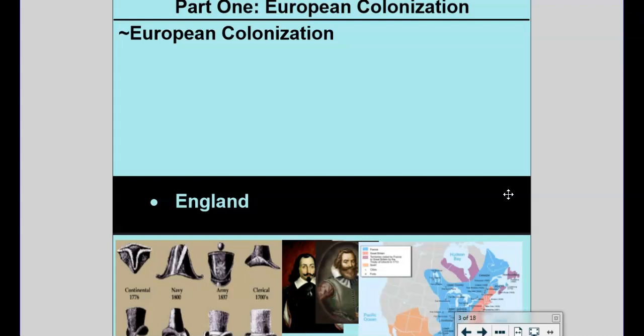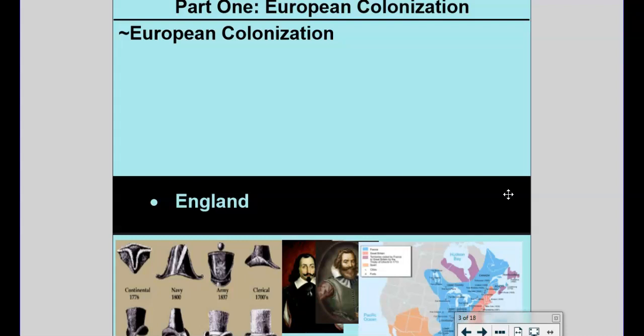But eventually the Church of England, the Anglican Church, will be the prominent church. And as England starts to stabilize and there's less fighting back home, they also will turn their attention to creating colonies in North America. So what I just want to get here are the causes of English immigration to the New World in the 1600s.